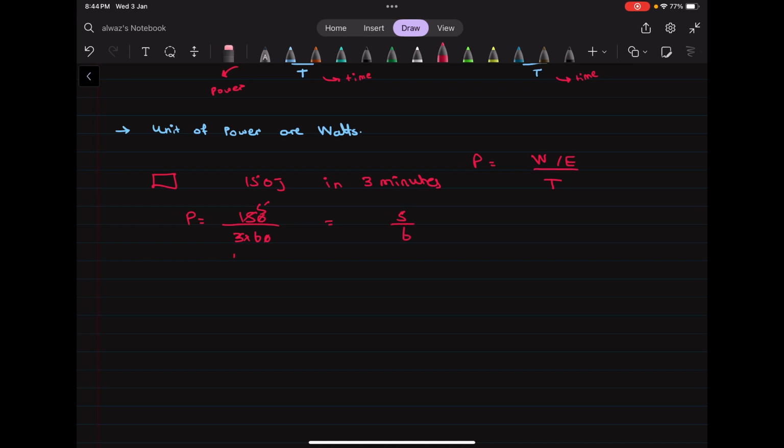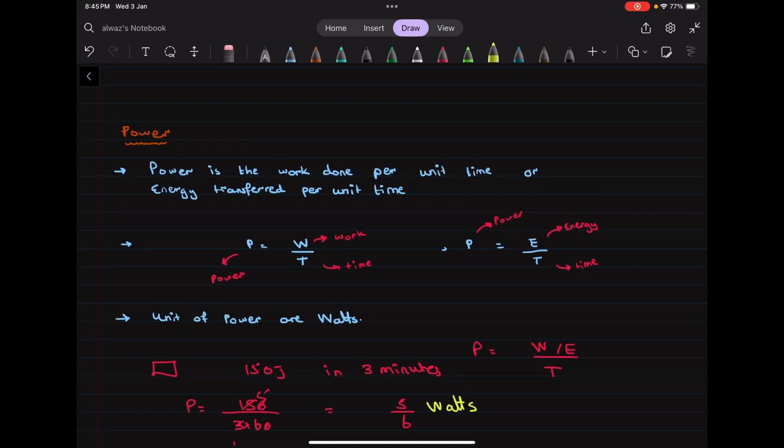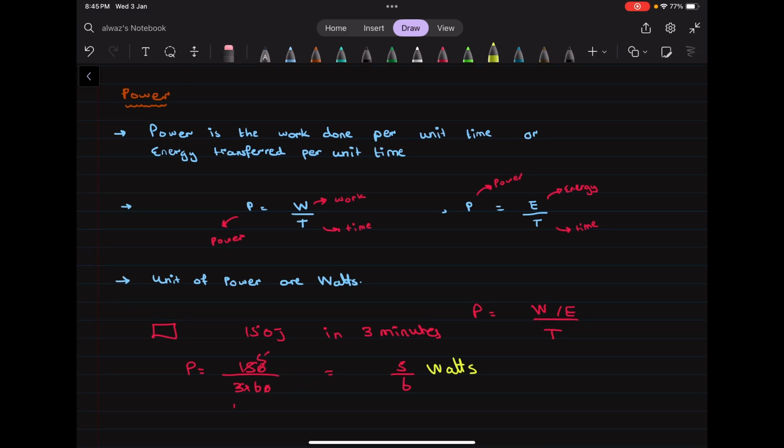Now 5 over 6 what? The unit for power is watts. So the unit we'll write is watts. Remember this: the unit for work and energy is joules, and the unit for power is watts. So the power with which the work was done on this box is 5 over 6 watts. The formula for power is very simple, and it can be used with both work and energy, and we'll see in questions how this formula is used.